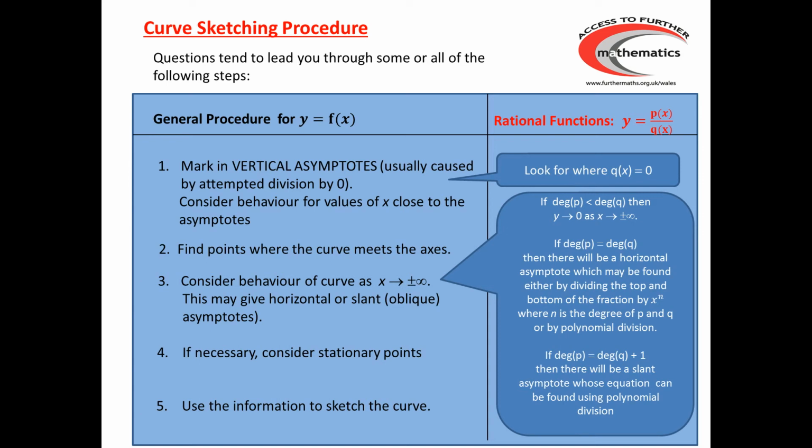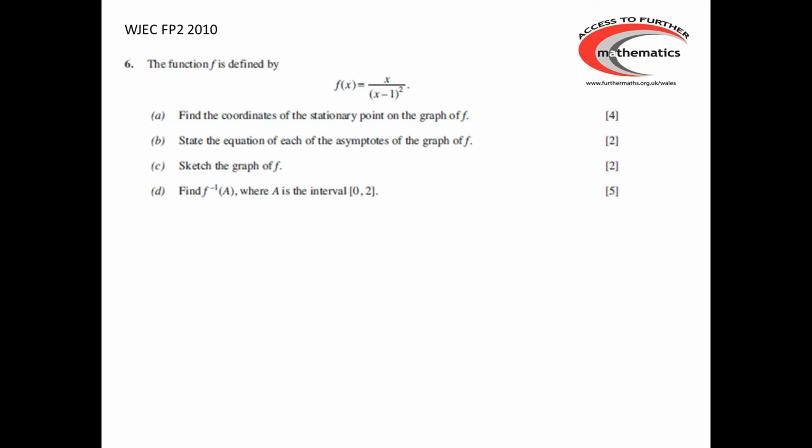If the degree of p is 1 more than the degree of the denominator, then there will be a slant asymptote whose equation can be found using some process of polynomial division. So let's rapidly move on and have a look at some exam examples on sketching rational functions.